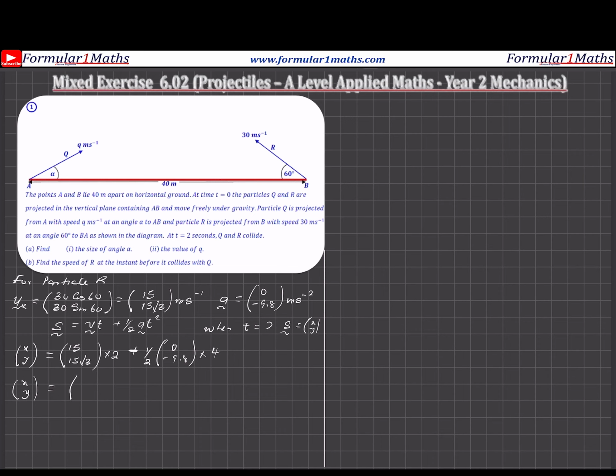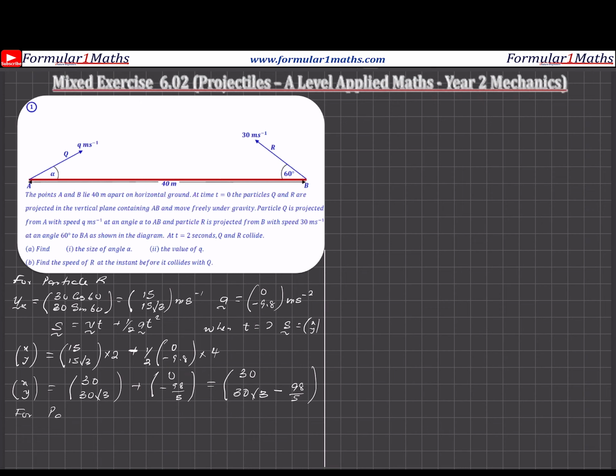equals 30 and 30 root 3 plus 0 over here and minus 98 over 5 for the vertical component. This will reduce to 30 for horizontal and then 30 root 3 minus 98 over 5 for the vertical component.